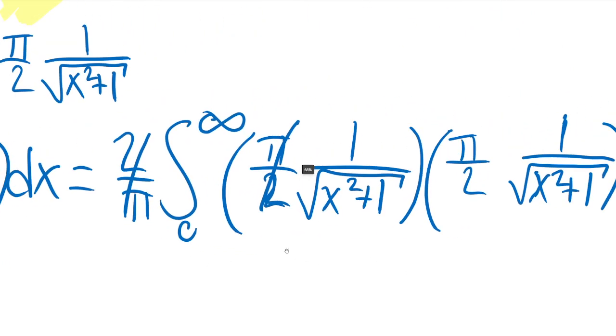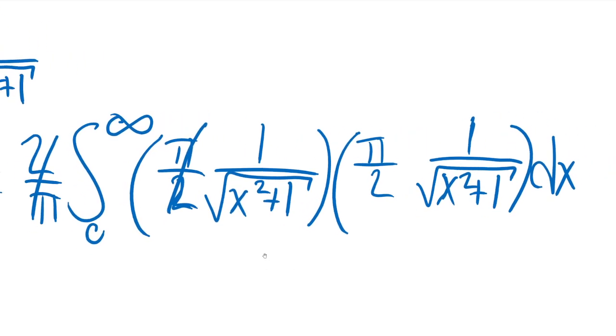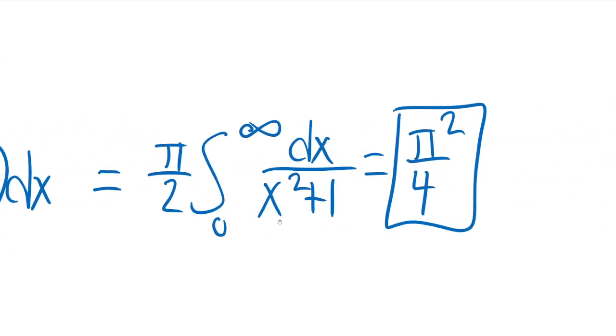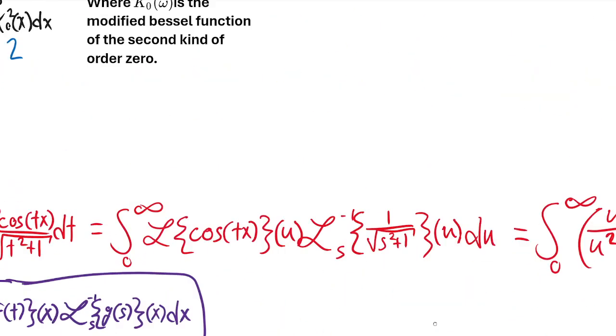The 2 on pi and pi on 2 are going to cancel out. We can simplify these pretty easily. It just turns into 1 on x squared plus 1. And once again, that's the same integral that we had from the other problem, which is going to simplify down to pi squared on 4, which is pretty nice. So that's about it.